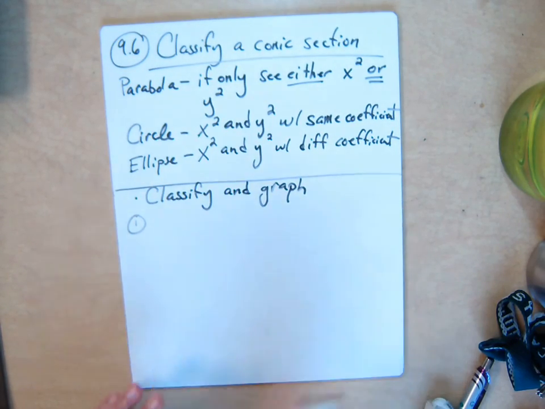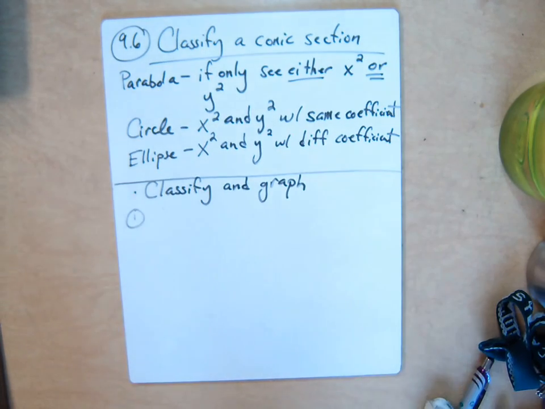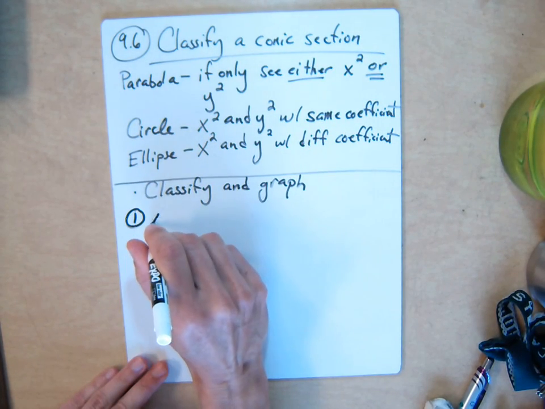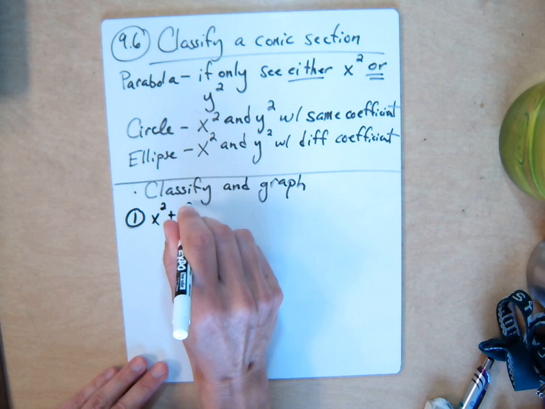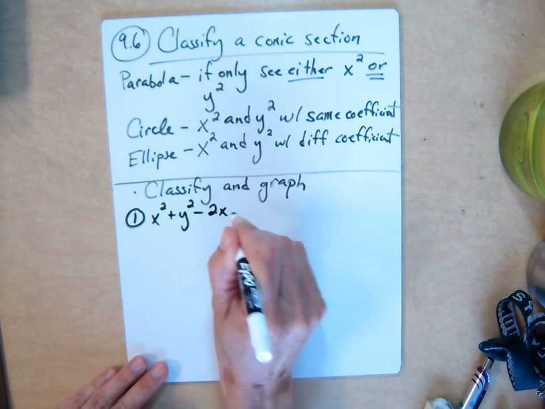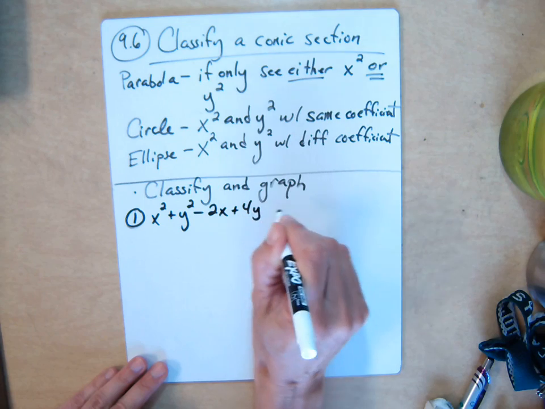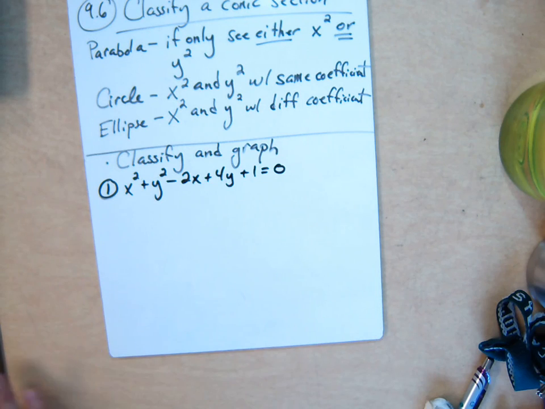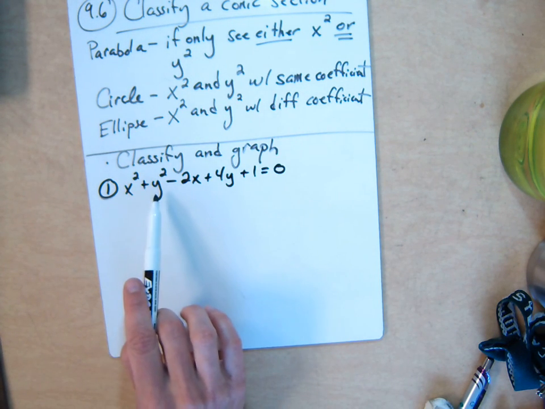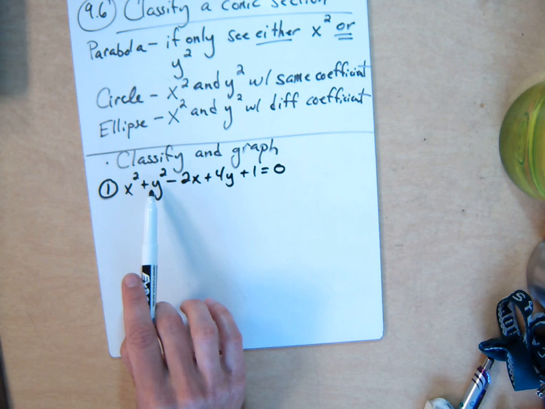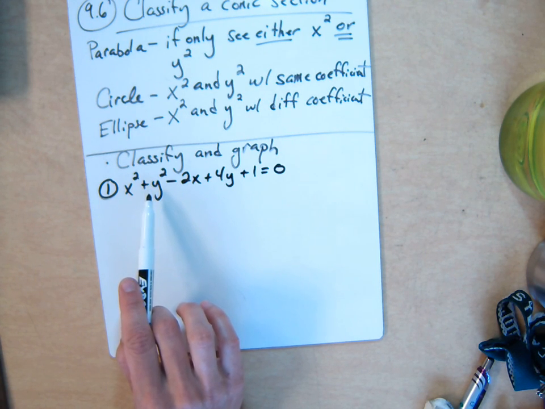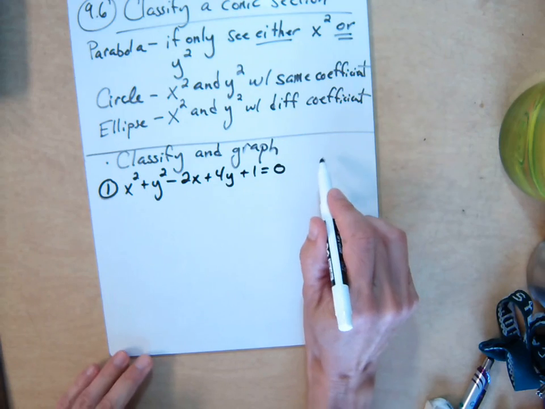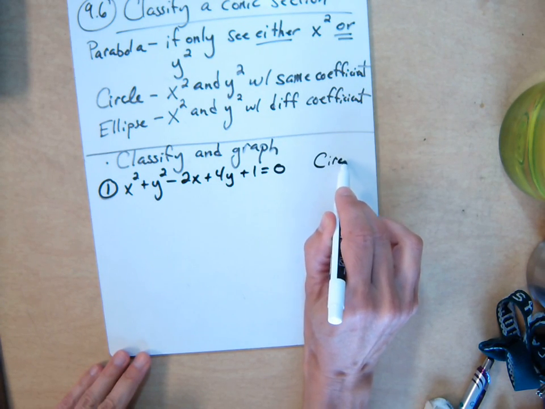So first example is x squared plus y squared minus 2x plus 4y plus 1 equals 0. So you're often going to see this, and in all your homework you'll be practicing it. So which one is it? Okay, if it's an ellipse, it has x squared and y squared. Are there different coefficients in front? No. A coefficient is a number. No, so it's a circle. It's going to be a circle, and I'll prove that to you in a second.